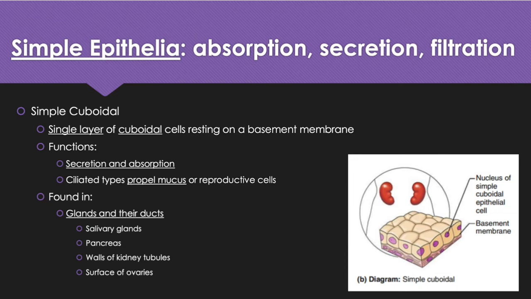We would find simple cuboidal cells in glands and the ducts associated with those glands, such as your salivary glands and then your salivary ducts that will allow saliva from the glands to pass into your mouth. You would have it in your pancreas, the walls of the kidney tubules, and the surface of the ovaries. So it would help move the egg out of the ovary and into the fallopian tubes.